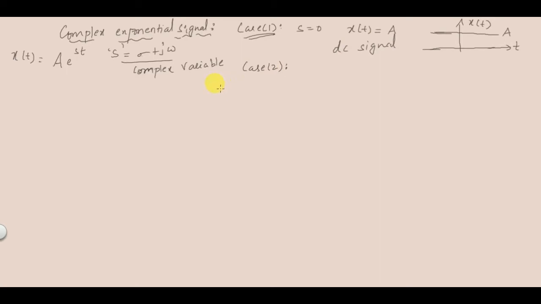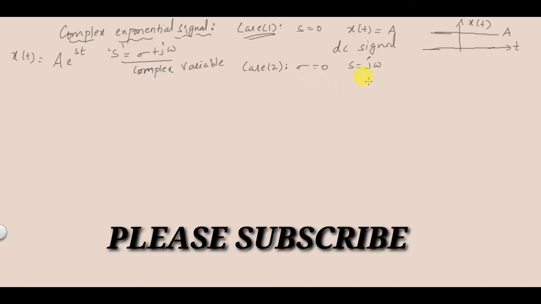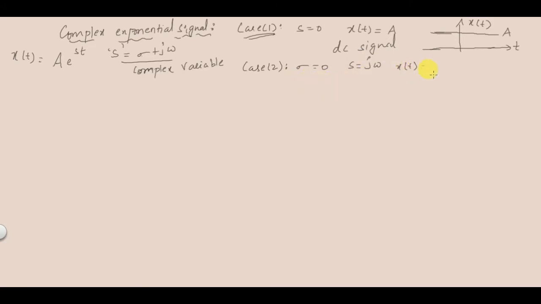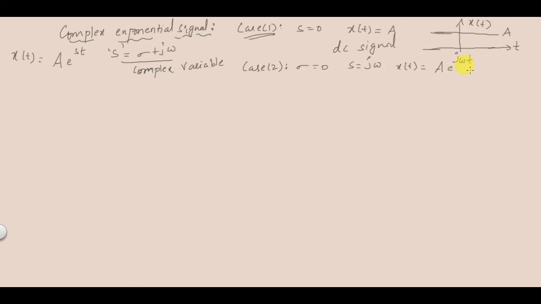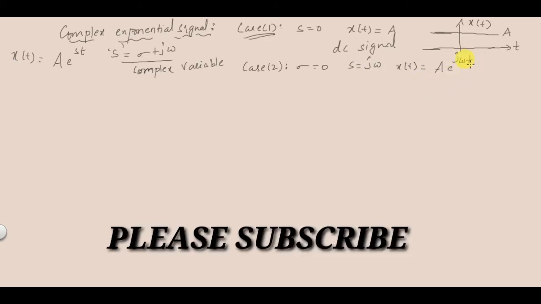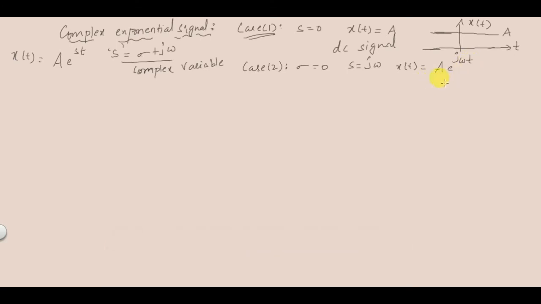So considering case 2, now when sigma is equal to 0, then what will happen? S becomes j omega. When s is equal to j omega, what is x of t? X of t is equal to A into e power j omega t. So e power j omega t can be written as cos omega t plus j sin omega t. That means it will be a condition for sustained oscillations.